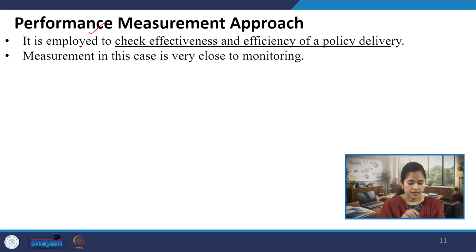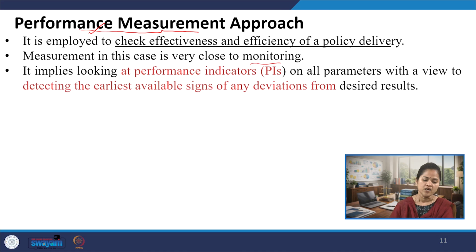Okay, and here when you are saying that performance is measured, so when you are measuring, then it is very close to monitoring. So that is the reason sometimes it is taken as a measurement approach and sometimes it is taken as a monitoring approach as well.